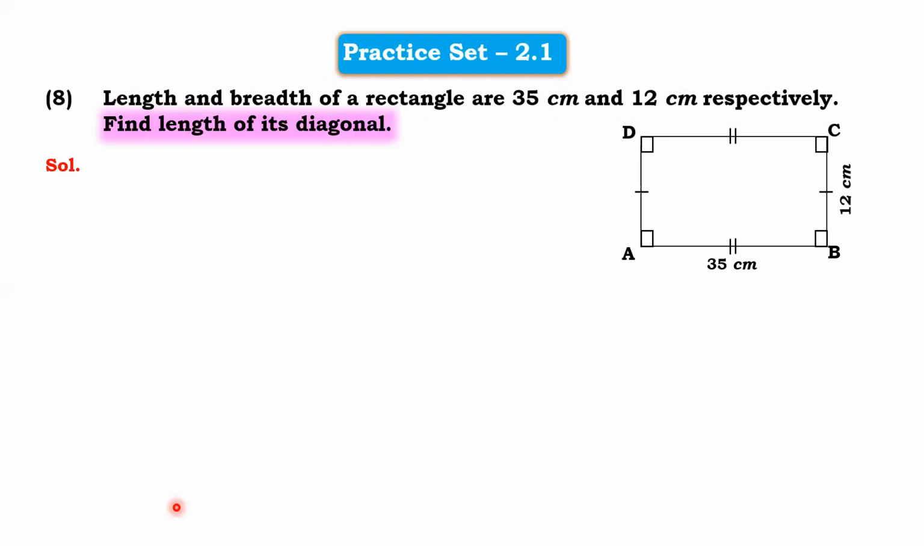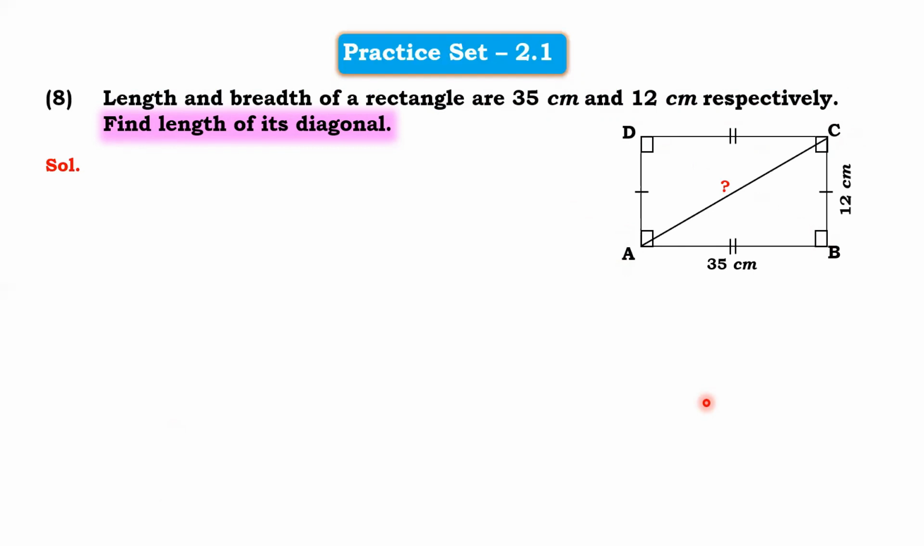Now diagonal, there are two possibilities. We can draw diagonal AC or we can draw diagonal BD. Is it clear to all of you? Either of it we can draw. We can draw diagonal AC or we can draw diagonal BD. So let us say we'll draw diagonal AC.